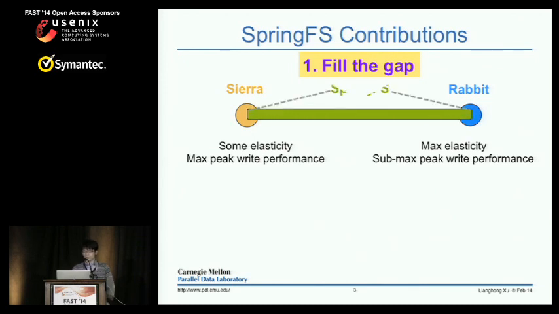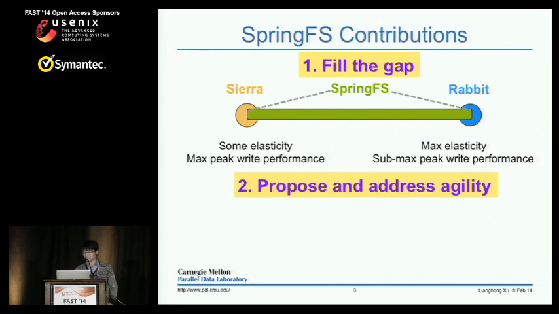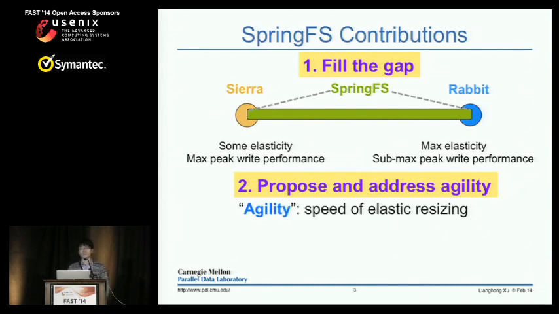So SpringFS bridges these two separate endpoints in the trade-off space, and it can behave anywhere in between in a dynamic way. The second contribution of our work is that we propose and address the agility issue in elastic storage research. By agility, we mean the speed of elastic resizing. Agility is important and indicates the usefulness of elasticity, as we will show in the next slide.